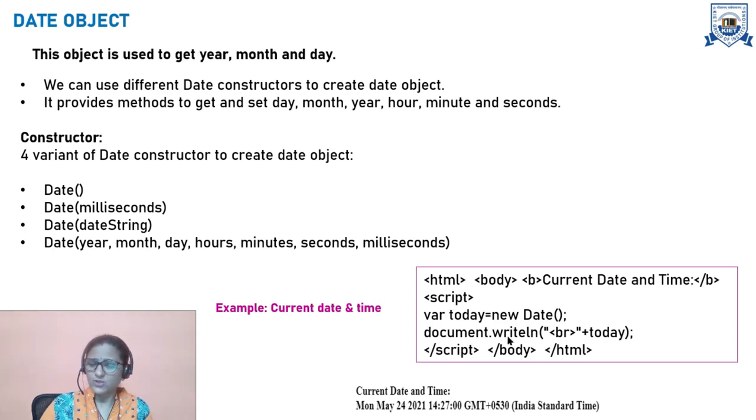So with the help of document.writeln, when we print today, as today has got the features of date, we will get the day, the month, the date, the year, the time. It will display the time as well as the date, along with the complete year, the name of the month, and the current date. So this way we can print the current date and time with the help of this date constructor.